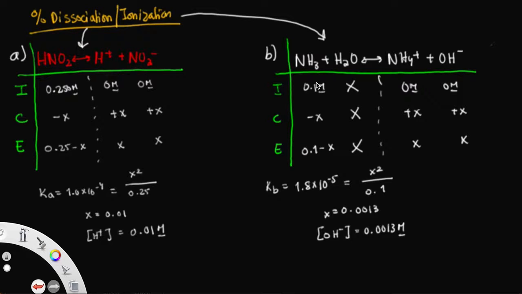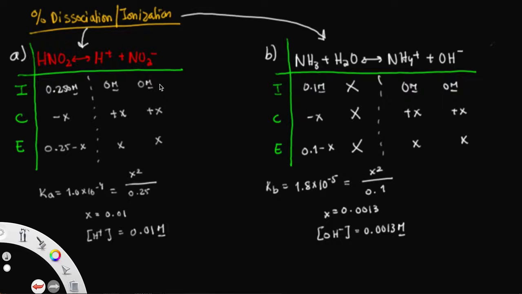So that's why they'll ask you, what percent did this weak acid dissociate to? To what percent did this weak base ionize to? So that's exactly what we're going to find in this problem.